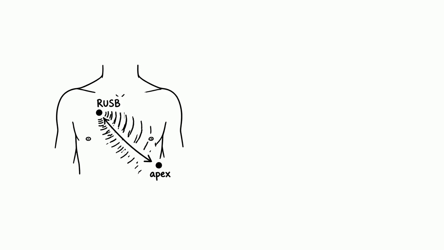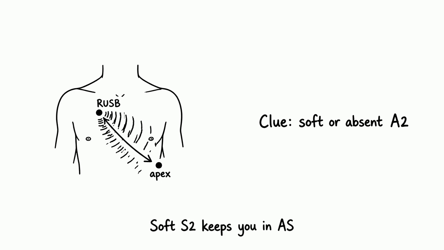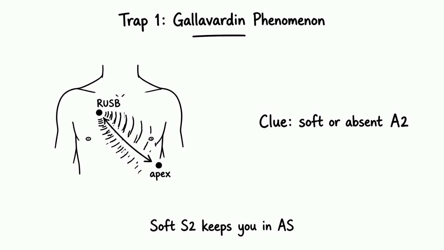First trap, severe aortic stenosis can sound like mitral regurgitation. High-frequency components may radiate to the apex and mislead you. The giveaway is a soft or absent A2, not mitral disease. If S2 is diminished, stay in aortic stenosis territory.